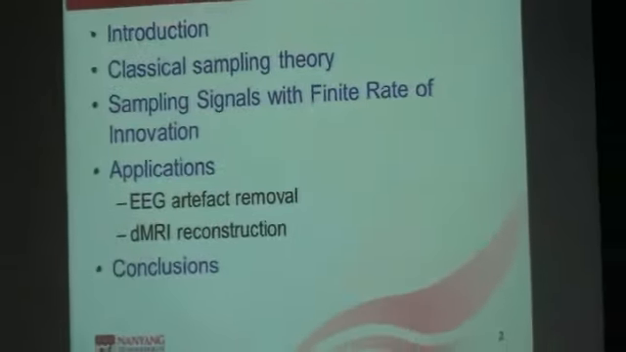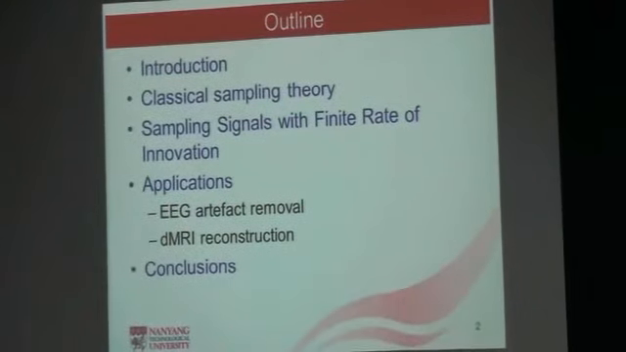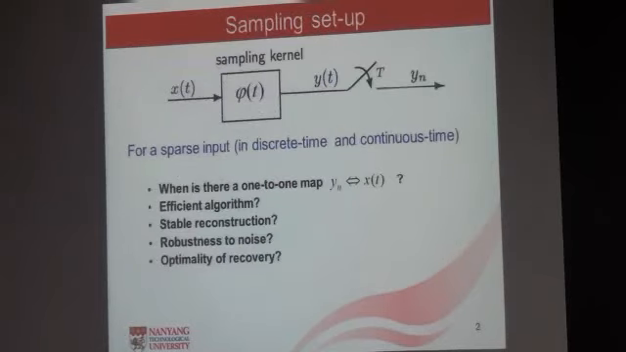Reviewing, well, you probably already know all of it, but the classical sampling theory. Okay, and then I'll go into the nitty-gritty details of sampling signals with finite rate of innovation. What are signals with finite rate of innovation? And then, as I mentioned, show two applications that are related to biomedical engineering.